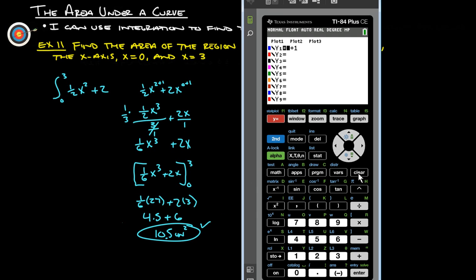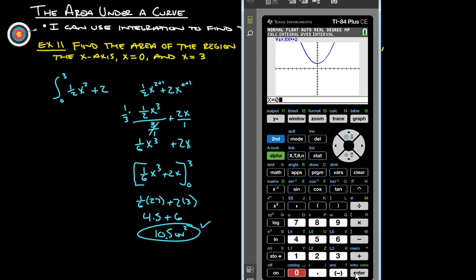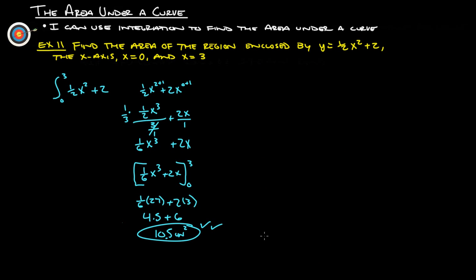And then again, one more time just for good measure. We can go into y equals, clear out what we have, and we can put in our 0.5 x squared plus 2. Give us a pretty little graph so you can see what's going on. So there's our graph. And then we do second trace and select number 7 there, our definite integral down there, and we're going to go from 0 to 3. And it's going to shade it in for us, show exactly what we're finding. And there again is 10.5 units squared.